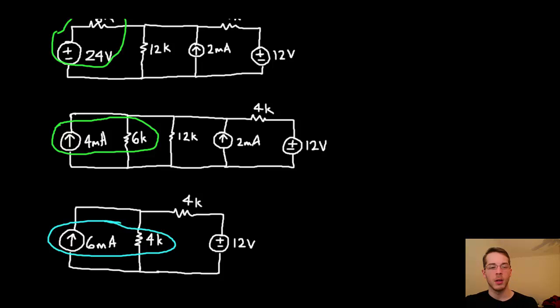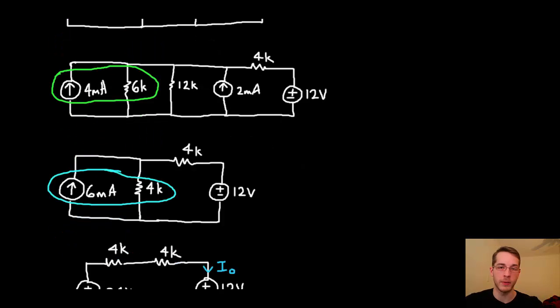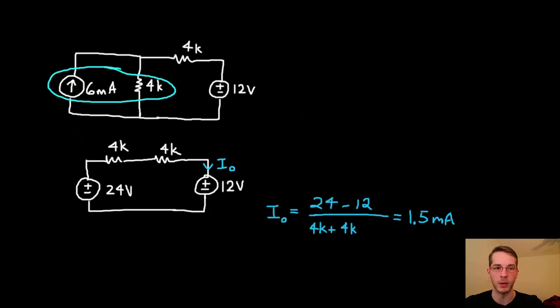If we do a source transformation again, we can get a single loop, single mesh circuit and solve for Io as we've done here. So Io is just going to be 24 minus 12 over 8K to get the current.